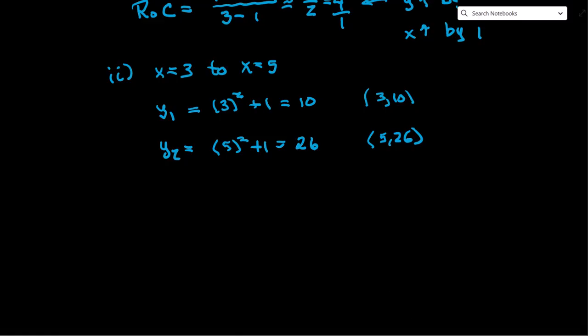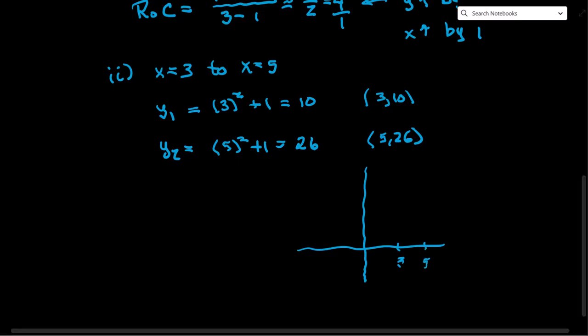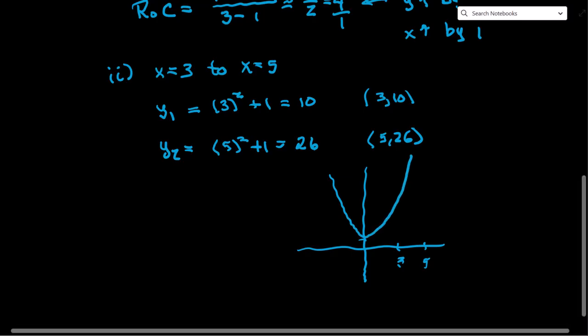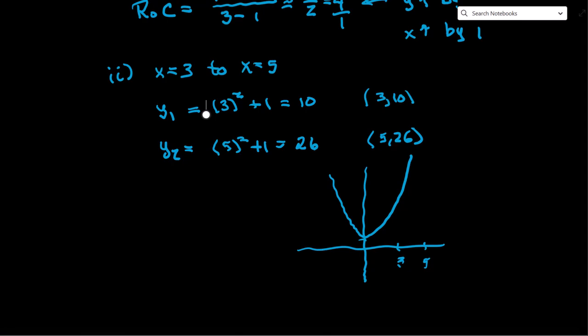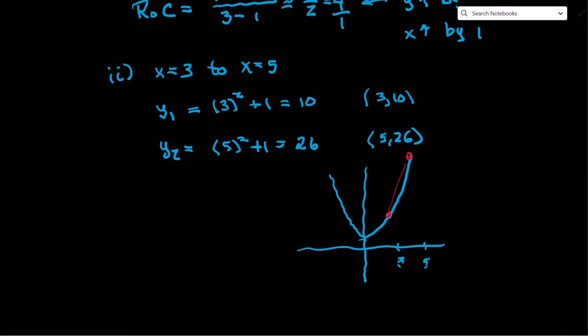If we sketch a graph, we're going to have our 3 here, our 5 here, and 1 is going to be about there, so it's going to go like this. And what's going to happen this time is our 3 is going to be here, and our 5 is going to be way up here. So the line segment is going to be much steeper. The slope is going to be higher than what it was before.